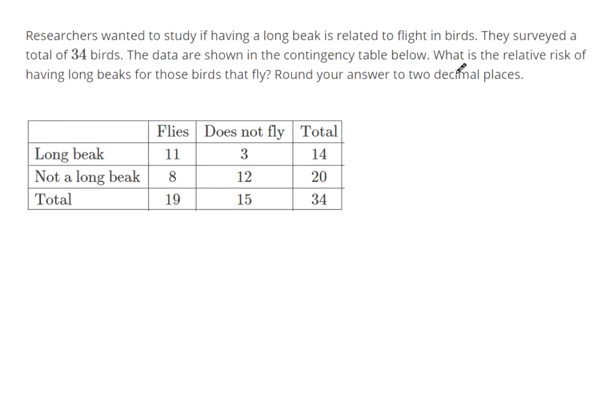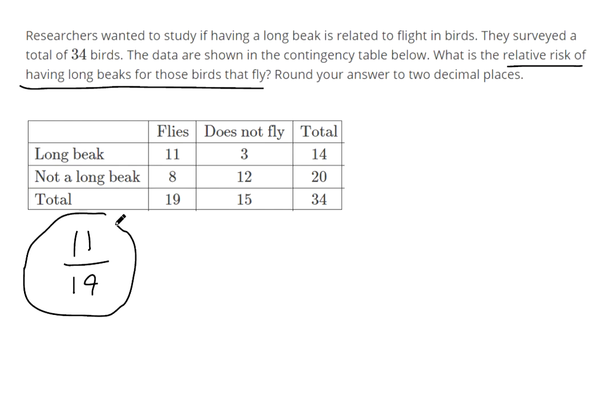Relative risk is different. This is the same table, I think. The difference is that they're asking for what is the relative risk of having long beaks for those birds that fly. So when you do relative risk, what you're doing is dividing the probability of having that ailment by the probability of not having that ailment. So long beak is like the ailment, and there's 11 out of 19 birds that fly that have long beaks.